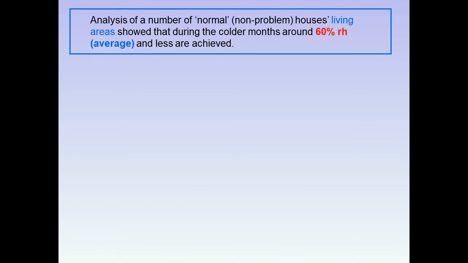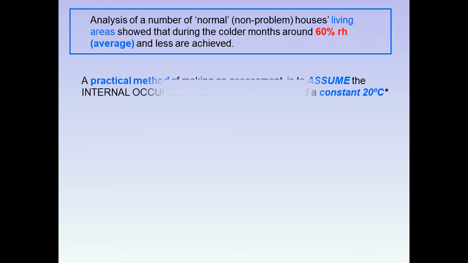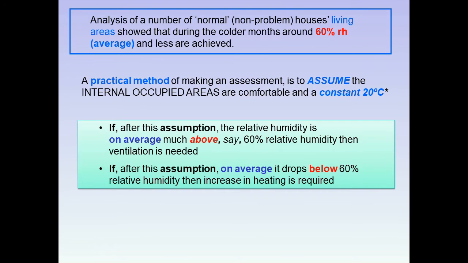If we look at properties, we found that analysis of a number of what we could loosely call non-problem houses in living areas showed that during the colder months of the year, around 60% RH as an average, and that's important, and less are achieved. Therefore, a practical method of making an assessment is to make an assumption. That is, to assume the internal occupied areas are comfortable and a constant 20 degrees. If, after this assumption, the relative humidity is, on average, much above 60%, then ventilation is needed. If, after this assumption, on average, it drops below 60%, then increase in heating is required. However, you need to assess this over a period of time.